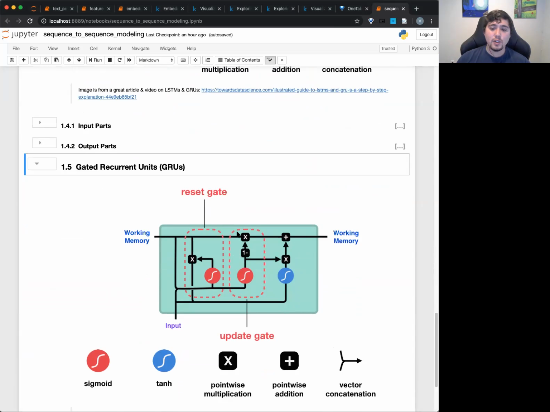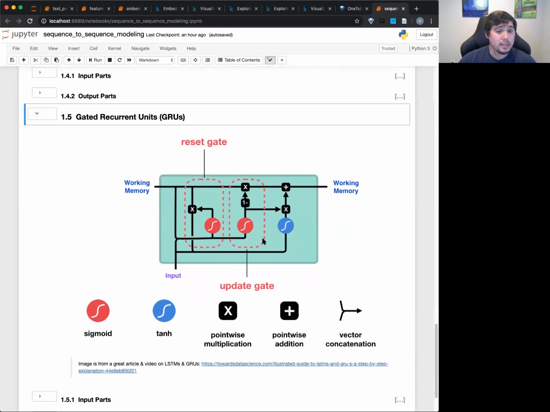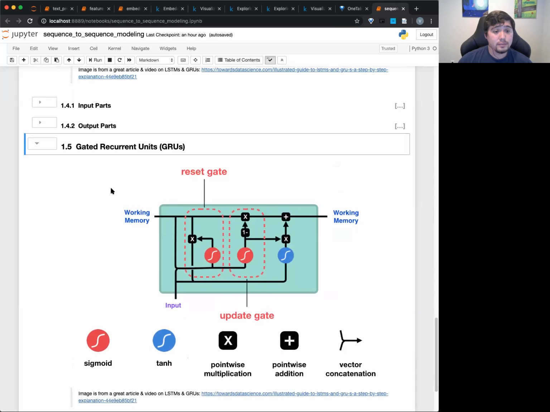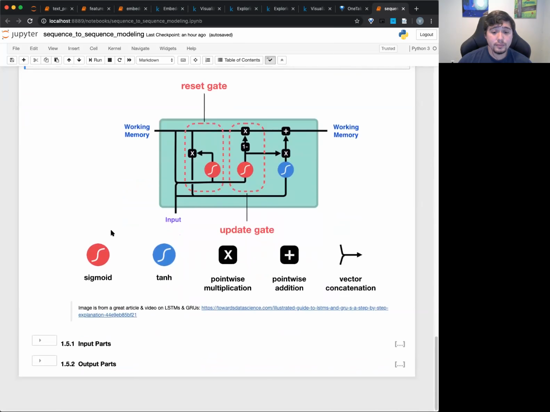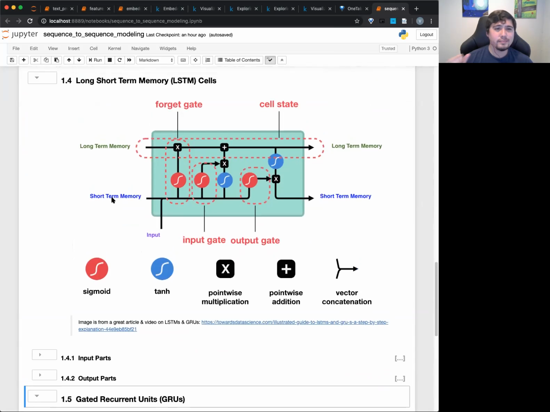But the main thing is that we're specifying exactly what to do with that working memory. So the sigmoid, this tangent, this pointwise multiplication, pointwise addition, these parts are defined and aren't trained. They aren't changed around as we go over and over again. This turns out to work pretty well, even though you don't have as much complexity as the LSTMs. I would say LSTMs and GRUs are pretty standard now at this point.